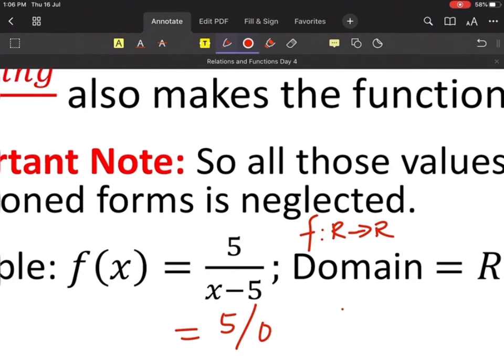Actually, it will be wrong, it won't be R to R. But I tell you, this was the actual function. What does R mean? Real numbers, right? And what does this R mean? Codomain. This R means domain and this R means codomain. So now can you tell me what is the domain of this function?